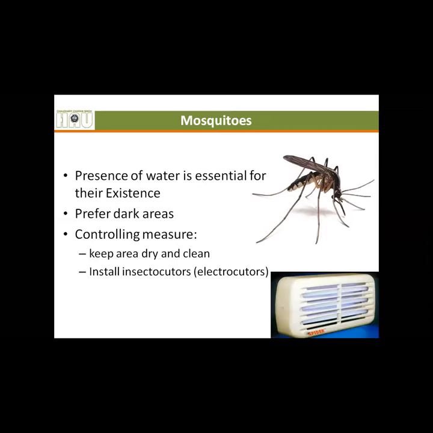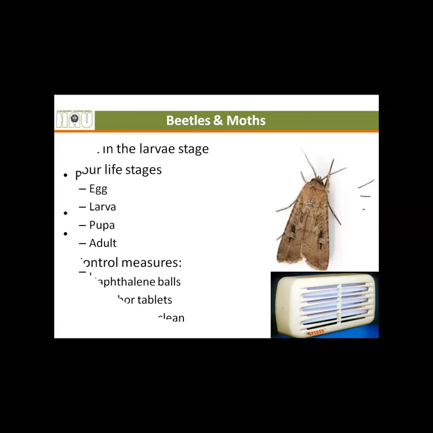Mosquitoes, yes. The presence of water is essential for their existence. They prefer dark areas, and the controlling measure is to keep your area dry and clean. All of us know about this, because this is a very common pest in our houses also. So you can install insecticutors and electrocutors to kill them.